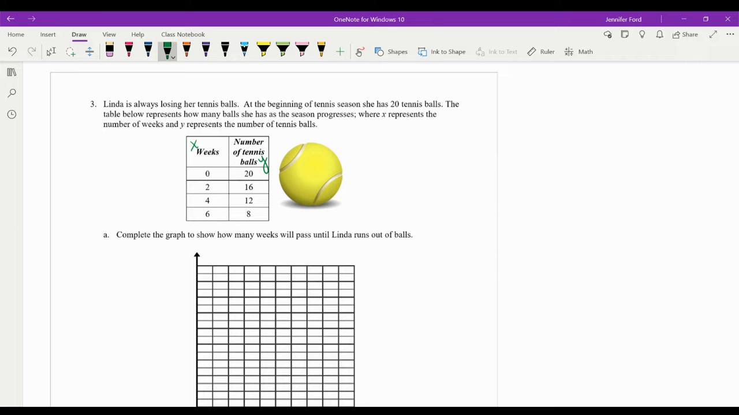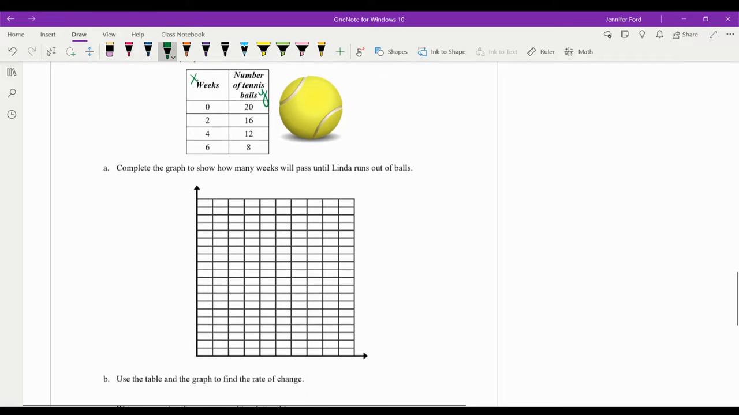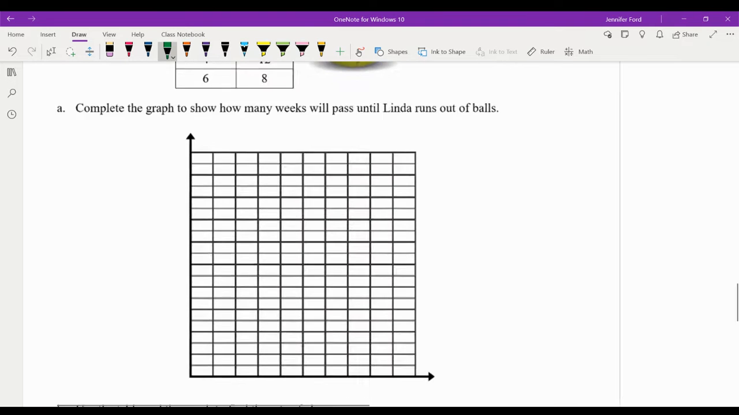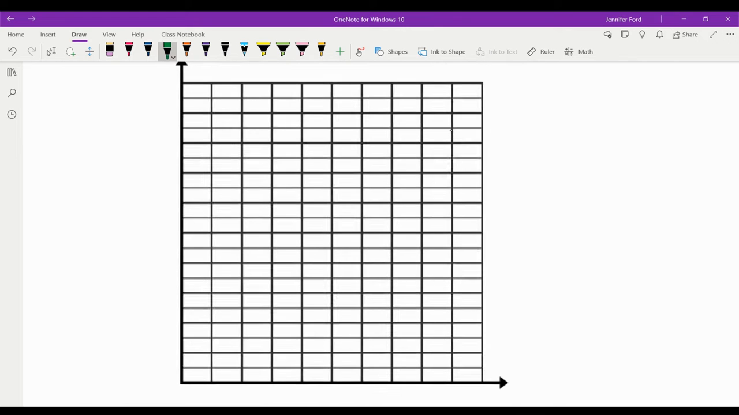Complete the graph to show how many weeks will pass until Linda runs out of balls. So we need to go up to 6 weeks and we need 20 balls. I need this to be bigger. I can't count that small. Okay. 1, 2, 3, 4, 5, 6, 7, 8, 9, 10, 12, 13, 14, 15, 16. Okay, perfect. This goes up to 20.